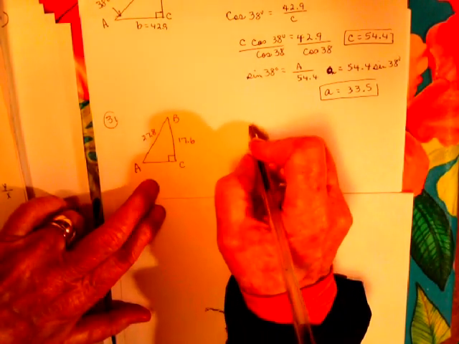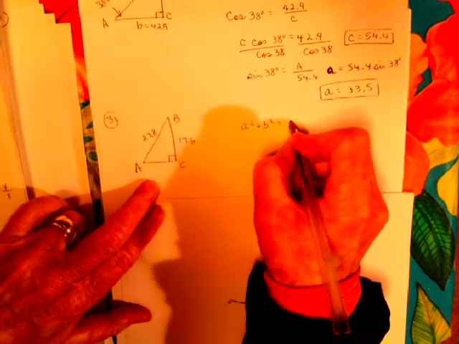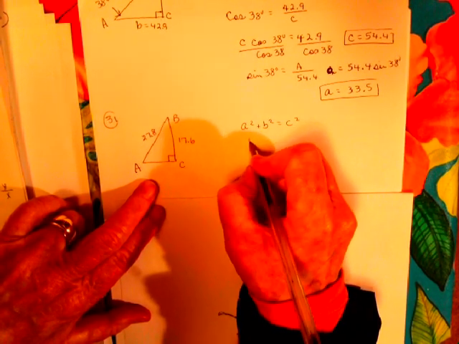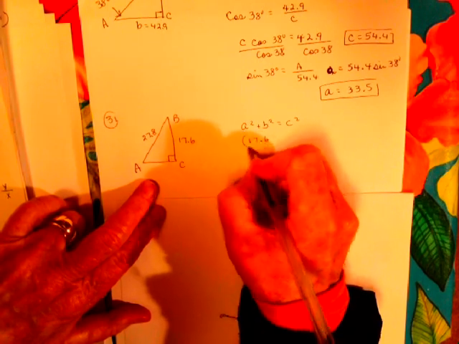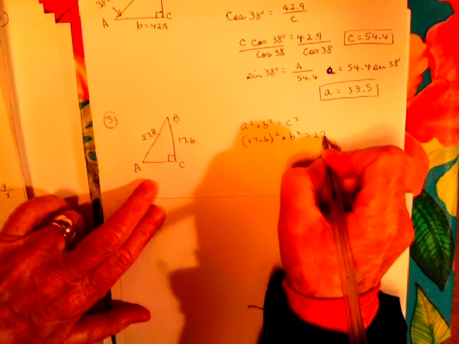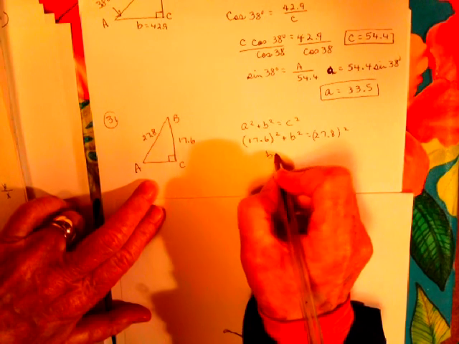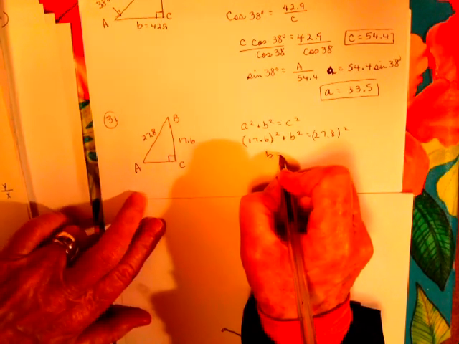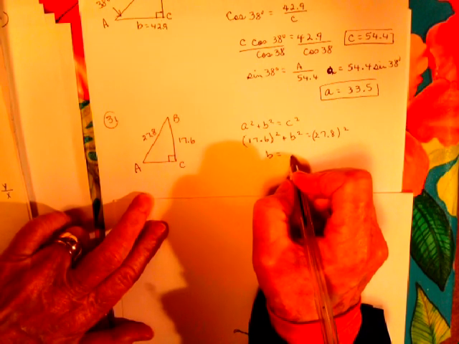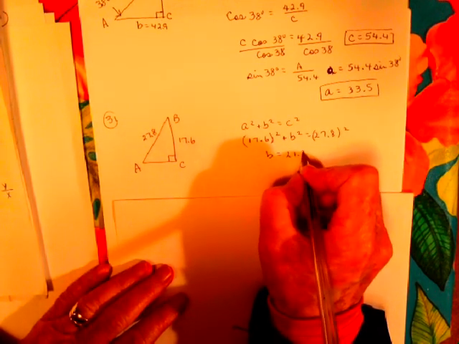I think I'll use Pythagorean's theorem. A squared plus B squared equals C squared. 17.6 squared plus B squared equals 27.8 squared. When you work that out, you're going to come out with side B equals 21.3.